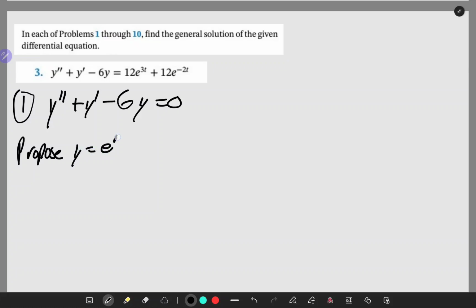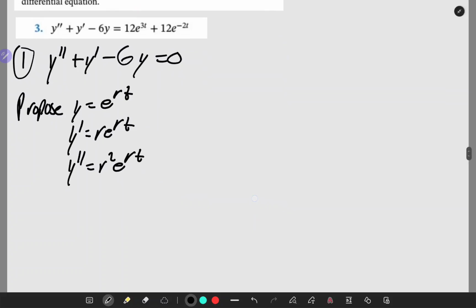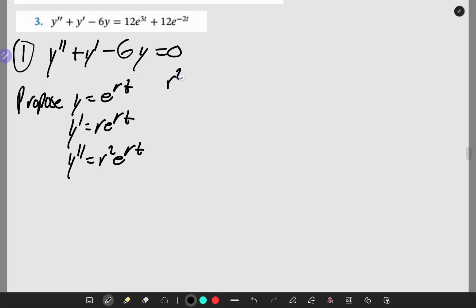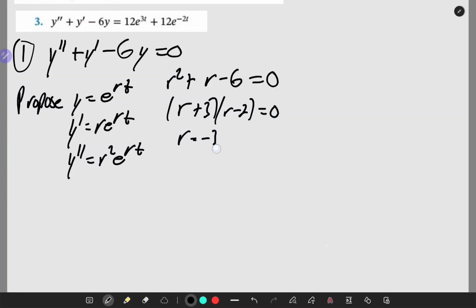Propose y equals e to the rt, y prime is equal to r e to the rt, y double prime is r squared e to the rt. Plug those in. We have r squared plus r minus 6 is equal to 0, right? I just canceled out the e to the rt's. So now we solve for r, right? Does this factor nicely? I believe it does. This would be r plus 3, r minus 2. So then r is equal to negative 3 and 2.